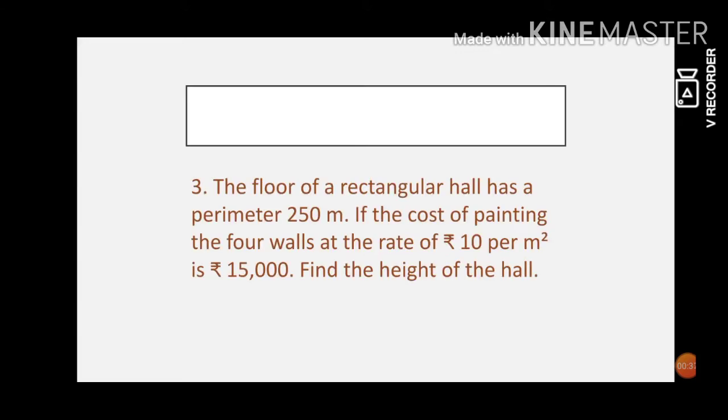The first sum, that is question number 3. The floor of a rectangular hall has a perimeter of 250 meter. If the cost of painting the four walls at the rate of rupees 10 per meter square is 15,000 rupees, find the height of the wall. So the perimeter of a floor is given, that is, length and breadth are provided, but the height of the cuboid or the rectangular hall is not provided. We have to find the height.